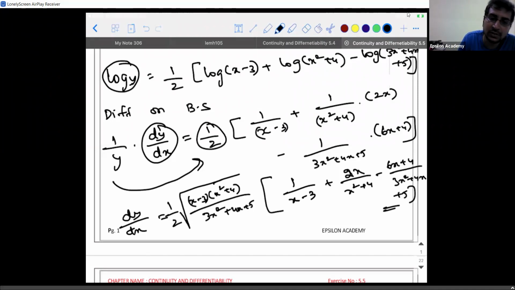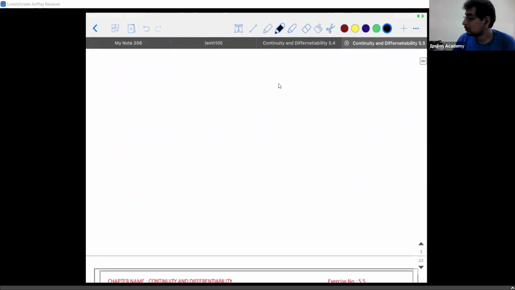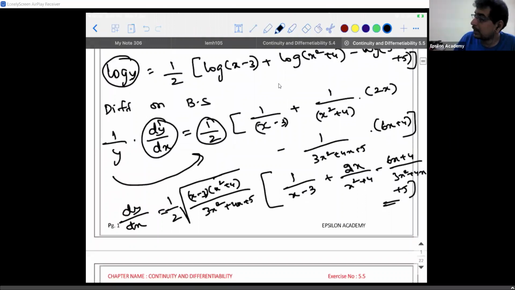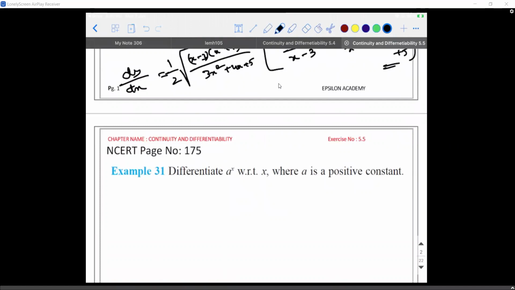So these questions carry 4 marks. Is there any property like log x power? Yes, there is the property. Guys, is everyone clear to simplify this? Yes, sir.